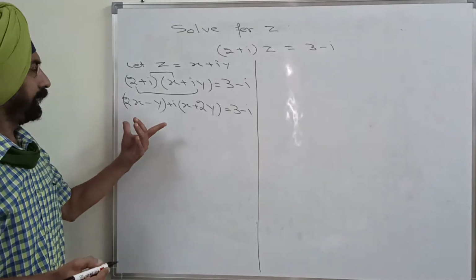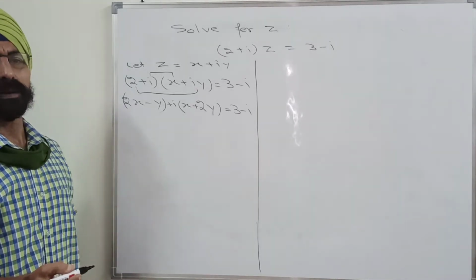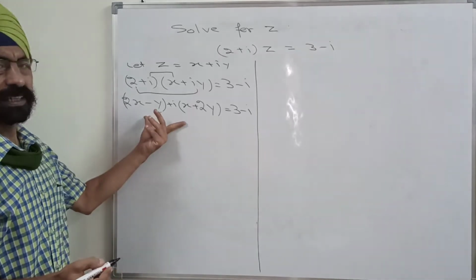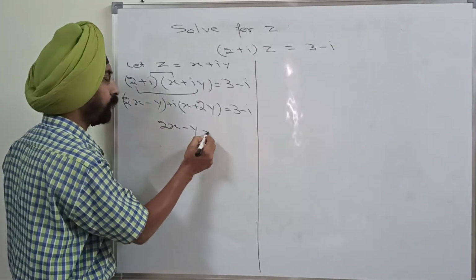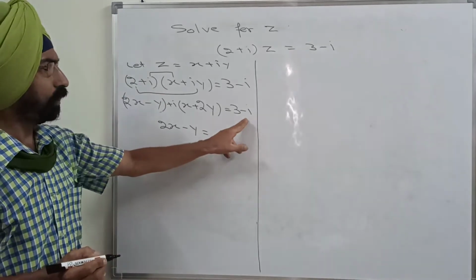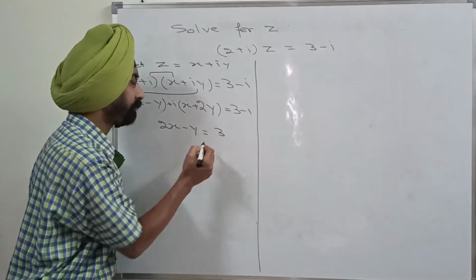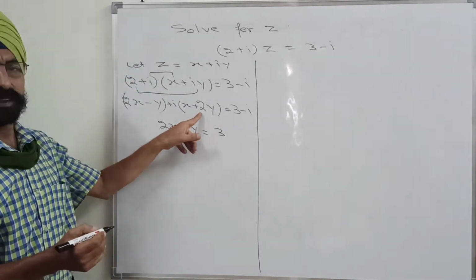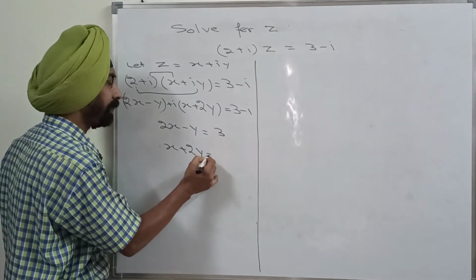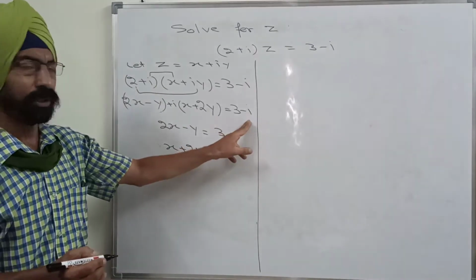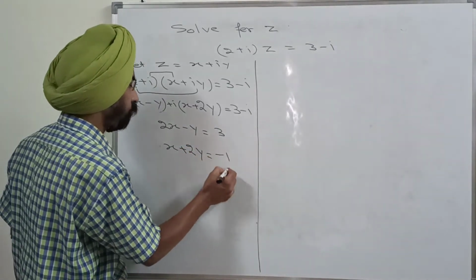Now equate real and imaginary parts from both sides. On the left hand side the real part is 2x - y, so it is equal to the real part of the right hand side, that is 3. And the imaginary part of the left hand side, x + 2y, is equal to the imaginary part on the right hand side, which is -1.